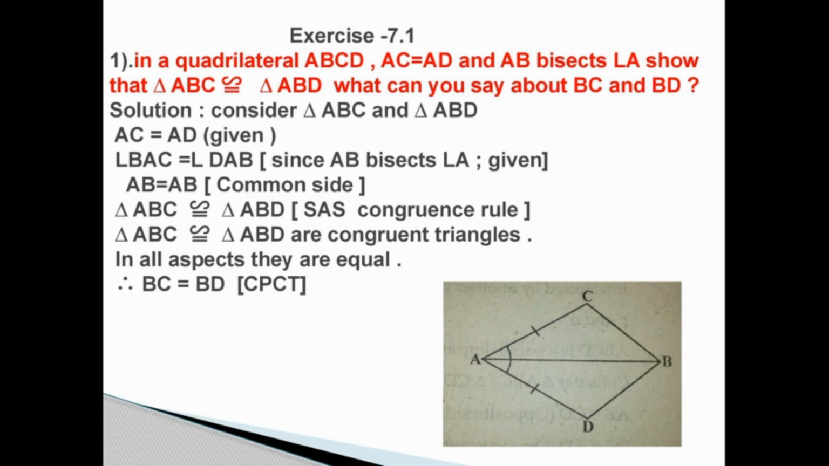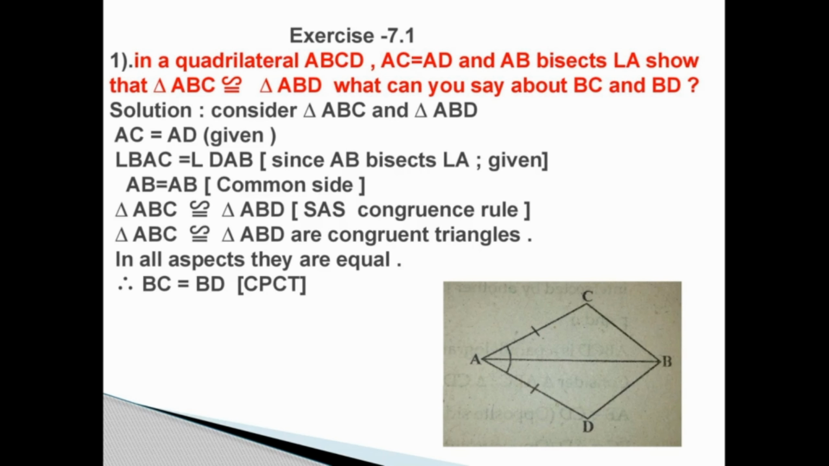Consider triangles ABC and ABD. AC is equal to AD, given. Also, angle BAC is equal to angle DAB since AB bisects angle A, which is given. Next, AB is equal to AB, that is the common side. Therefore, triangle ABC is congruent to triangle ABD according to SAS congruency rule.